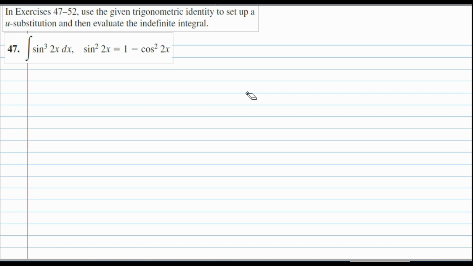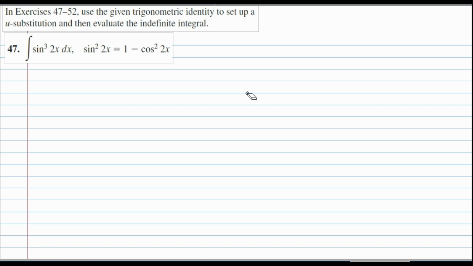Now try problem number 47. It says use the given trigonometric identity to set up a u substitution and then evaluate the indefinite integral. No problem on the AP exam will tell you to use u substitution. Once you master u substitution and a couple other methods that we're going to learn, the trick will be approaching an integral fresh with no clue how to start it and be able to decide. Are you going to use u substitution? Are you going to use a trig identity? Are you going to use a trig identity and u substitution, or some other method that we haven't learned yet?